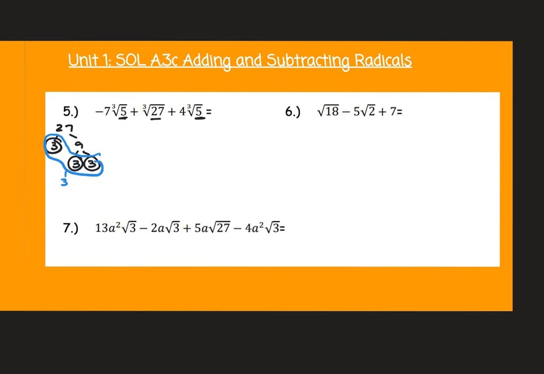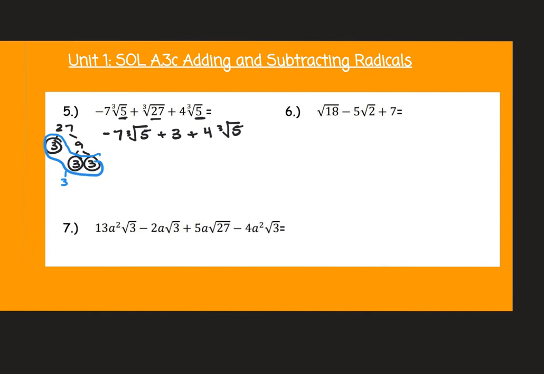So I'm going to rewrite my expression. So I have negative 7 times the cube root of 5 plus 3 plus 4 times the cube root of 5. Now my middle term does not have a radical with it, so it is just a constant. So I can simply combine like terms. Again, 3 is a constant, so that's going to stay the same.